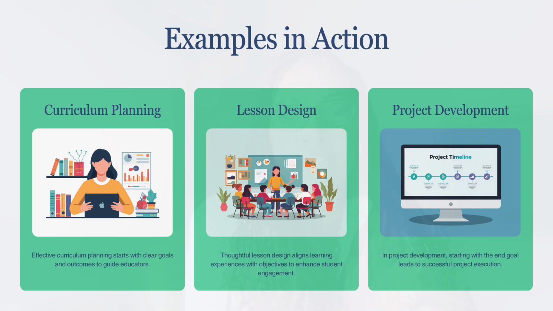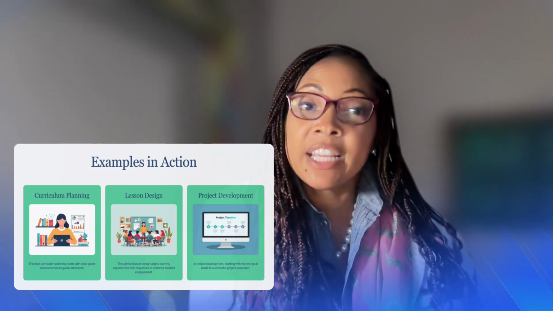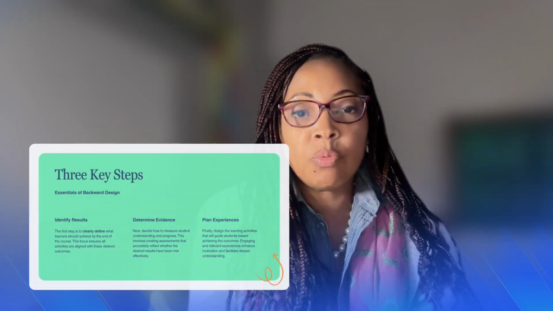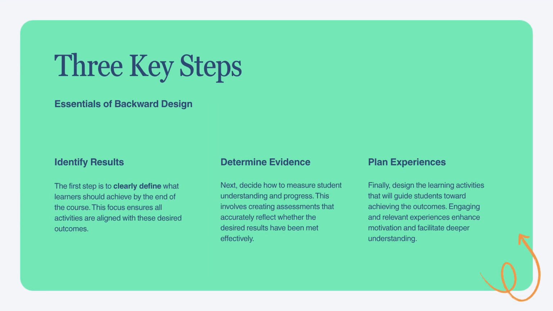All right, some examples in action could be curriculum planning. Effective curriculum planning starts with clear goals and outcomes that help guide our educators. Then lesson design, and third is project development. Oftentimes, as we go on this journey to make sure we're clear about our outcomes, it takes a village, right? We want to think about that as we move forward with our backwards design model. And as we wrap up, the essentials of the backwards design model: you want to identify your results, determine the evidence, and plan those experiences, right?